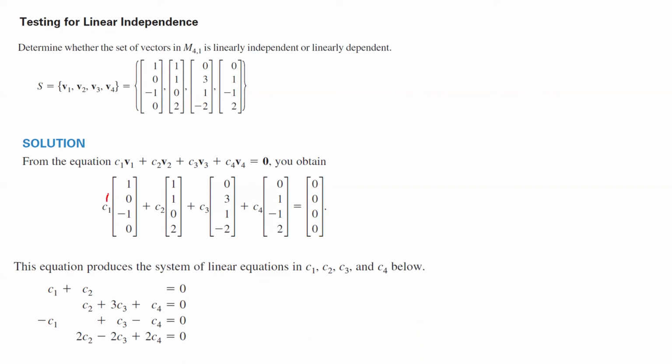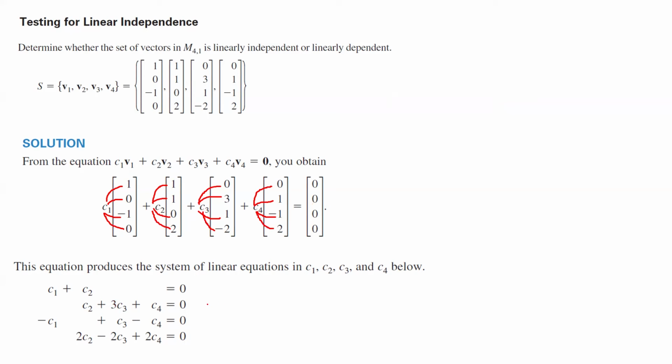So basically, C1 plus C2 plus 0 C3 plus 0 C4 is equal to 0. So this is your very first equation. Then 0 C1 plus C2 plus 3C3 plus 1 C4 is equal to 0. This is your second equation. The third equation: negative C1 plus 0 C2 plus 1 C3 plus negative 1 C4 is equal to 0. And finally, 0 C1, 2 C2, negative 2 C3, 2 C4 is equal to 0.